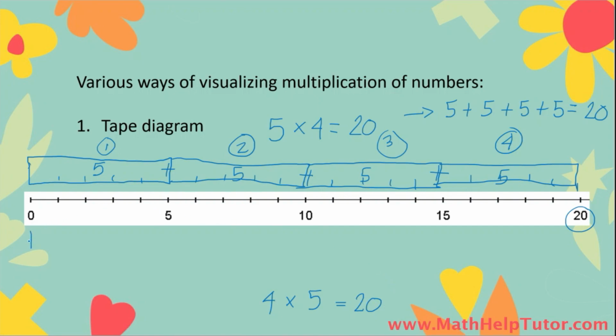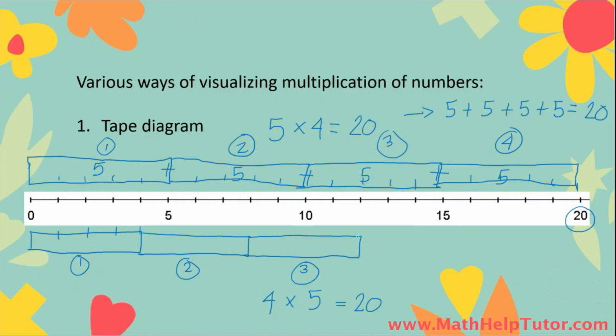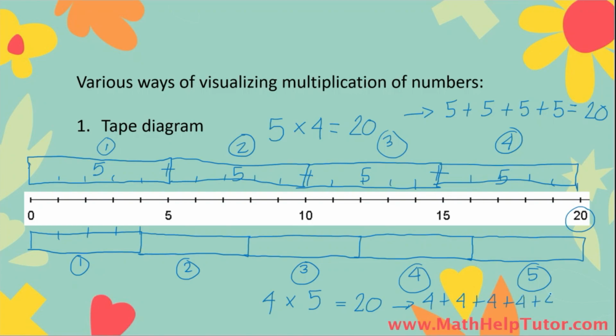So we have strips that are 4 numbers long. Okay, this is our first strip. It's one strip. You can see that it's 4 numbers long. 1, 2, 3, 4. Let's draw another one. 1, 2, 3, 4 is our second strip. Our third strip. Our fourth strip. And the last is our fifth strip. This also means that 4 plus 4 plus 4 plus 4 plus 4 is equal to 20. As you can see here in the strip, that's 4 plus 4 plus 4 plus 4 plus 4.